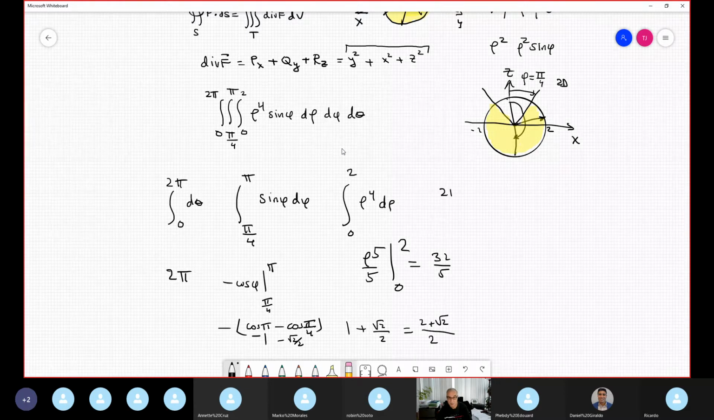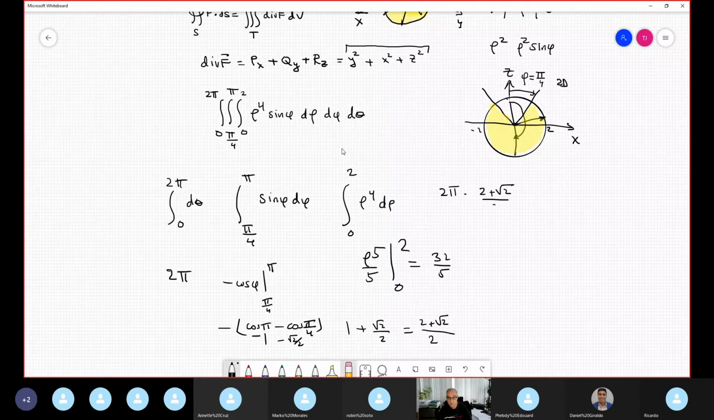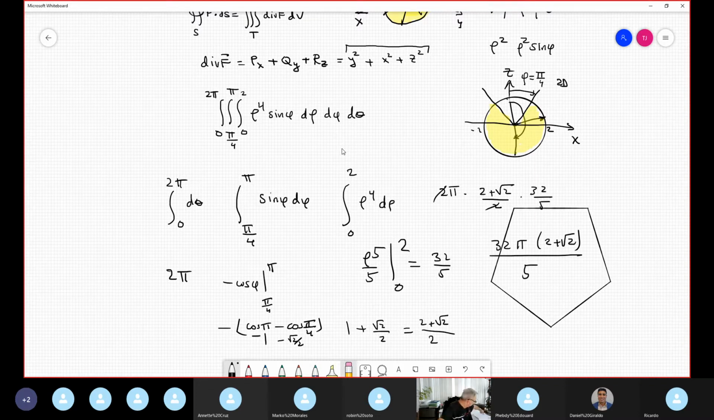Okay, that's my final answer. My final answer is 2 pi times this irrational number, times 32 over 5. The 2 is canceled out. Final answer is 32 pi, parenthesis, 2 plus radical 2, divided by 5. Final answer. Wow. Super good. Okay.